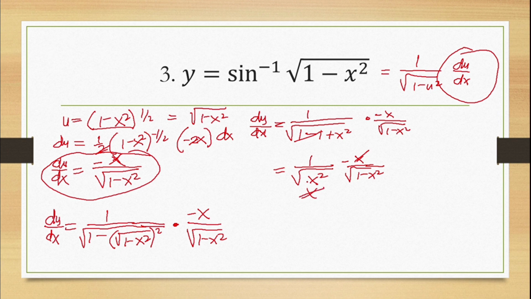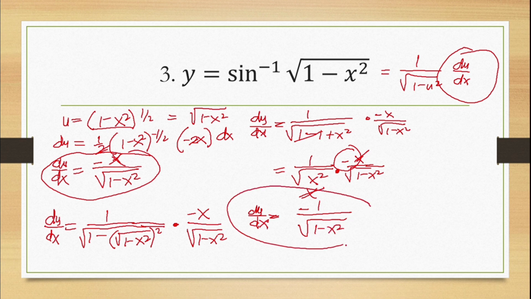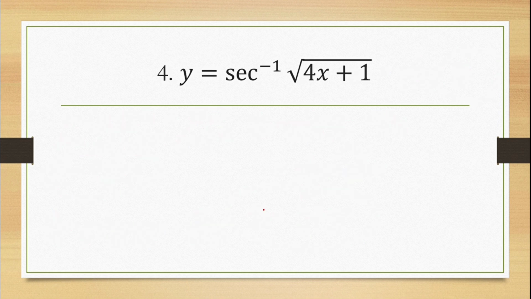So cancel this part. Therefore the answer is dy over dx is equal to negative 1 over the square root of 1 minus x squared. Do not forget to write negative here. So dy over dx is equal to negative 1 over the square root of 1 minus x squared. So that's it for number 3. Alright, so let's proceed with number 4.